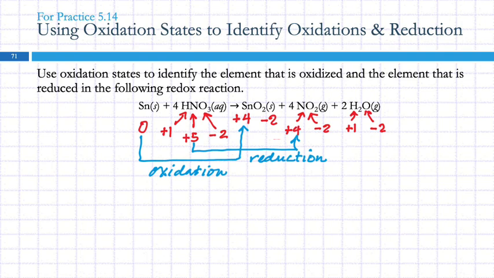Now, it is definitely possible to have 2 things being oxidized or 2 things being reduced. You can even have a situation where you have one element where some of them are being oxidized and some of them are being reduced. All kinds of crazy things are happening, but usually in this class, it'll just be 1.